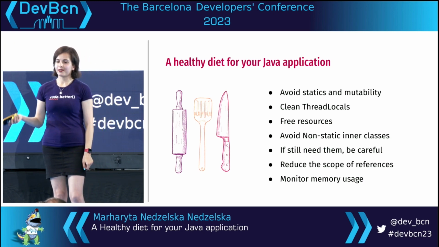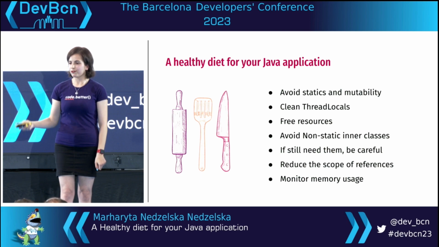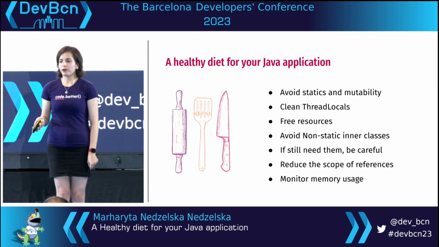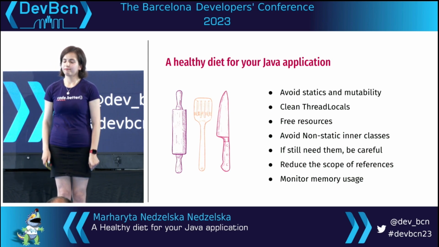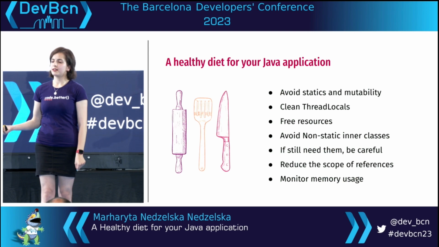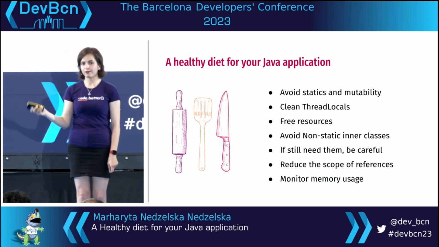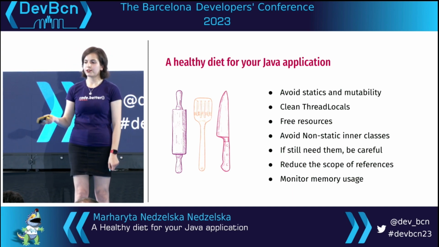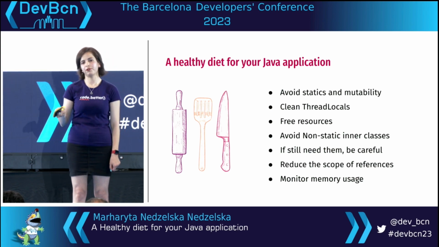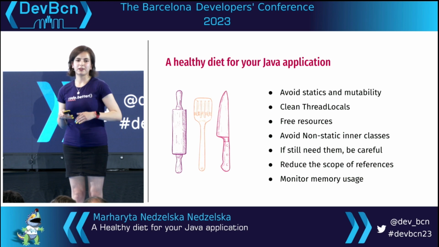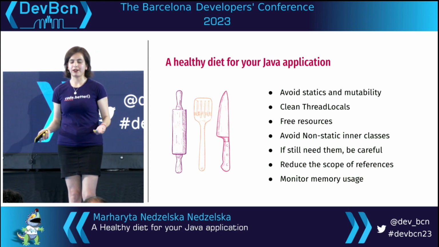And to finalize things, I think it's important to mention again all the problems that we faced. First of all, avoid statics and mutability. Clean thread locals, free resources, avoid non-static inner classes, but if you still need all of this or some of this, be careful and remember the consequences. Reduce the scope of the references, prefer local instead of global, and monitor from time to time, because if you introduce a leak, try to fix it early, not when it's 1 year in production.